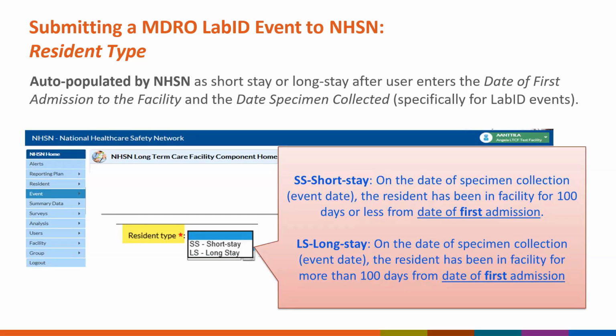Next, the Add event page will pre-populate with the facility ID. The user will need to enter the required resident information identified by the red asterisk. A resident type may be selected as either short stay or long stay. A short stay resident is defined as being in the facility for 100 or less calendar days from the date of the first admission into the facility. A long stay resident is defined as being in the facility for more than 100 calendar days from the first date of admission.